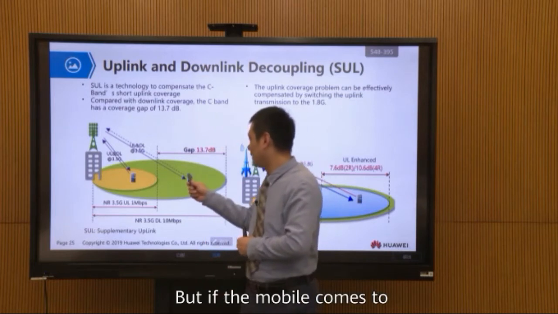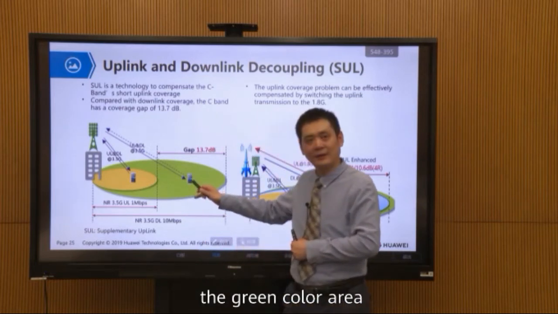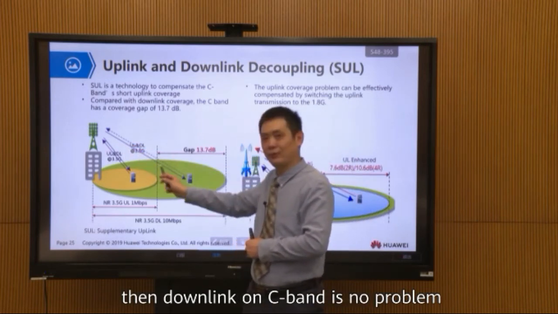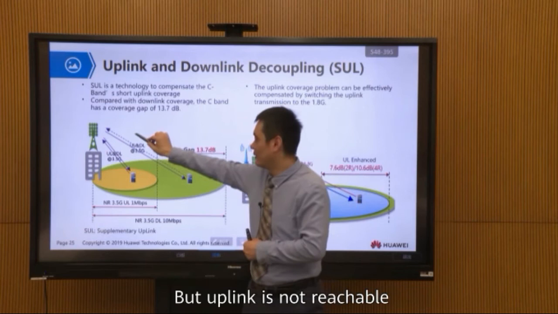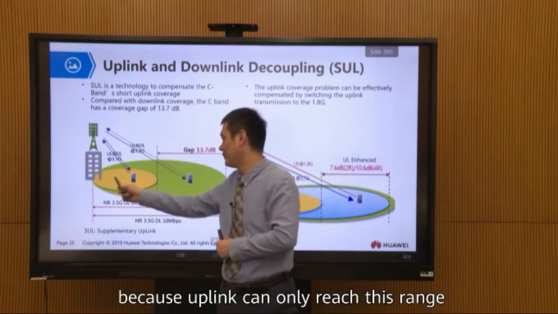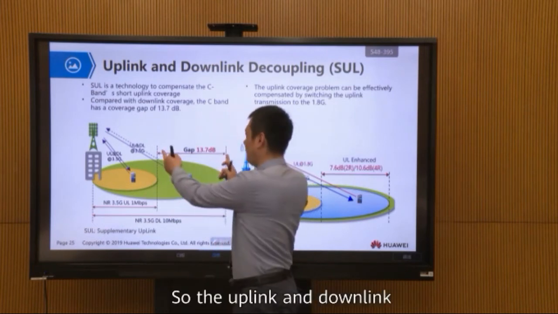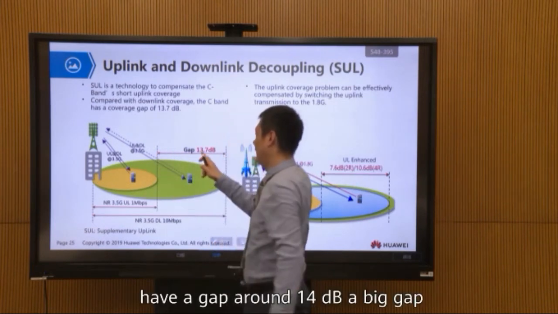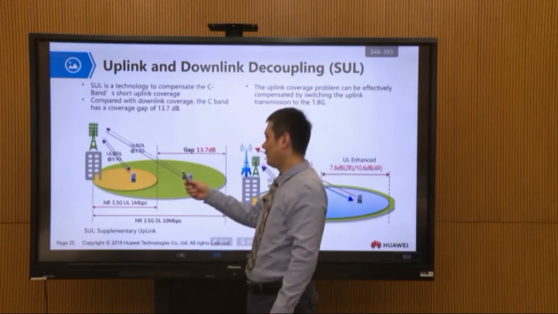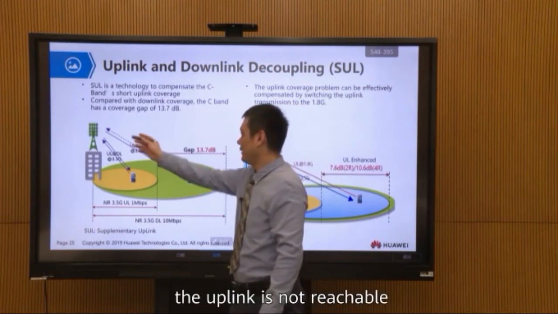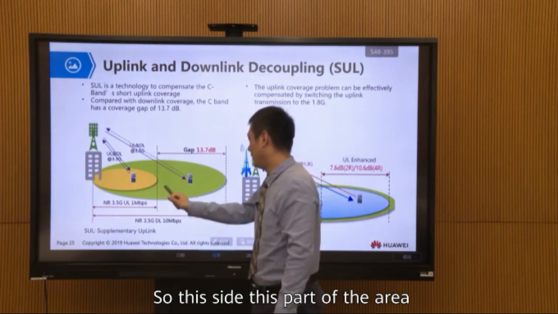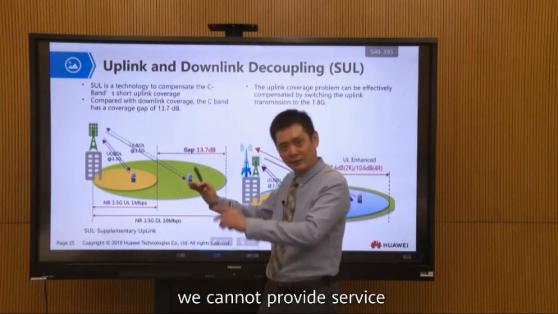But if the mobile comes to the green colored area, then downlink on C-band is no problem. But uplink is not reachable because uplink can only reach this range. So the uplink and downlink has a gap around 14 dB, a big gap. So in this case, the uplink is not reachable. So this part of the area, we cannot provide service.